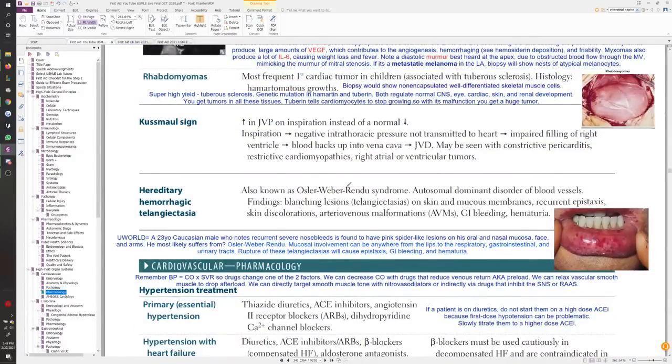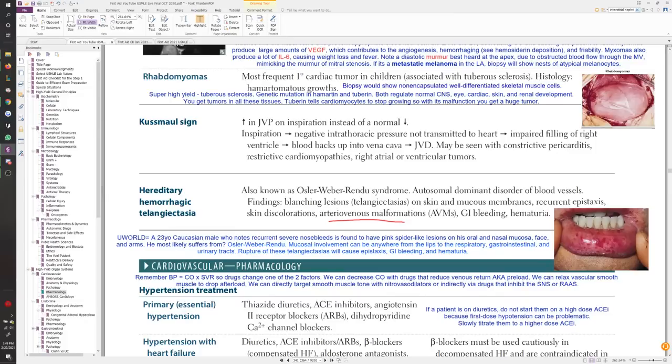Right, so also known as Osler-Weber-Rendu syndrome, which is HHT. Autosomal dominant disorder of blood vessels. You see blanching lesions, which are the telangiectasias on the lips. It can also be on their skin. Recurrent epistaxis, skin discolorations, and AV malformations, which is what we were looking for. GI bleeding and hematuria. Very important.